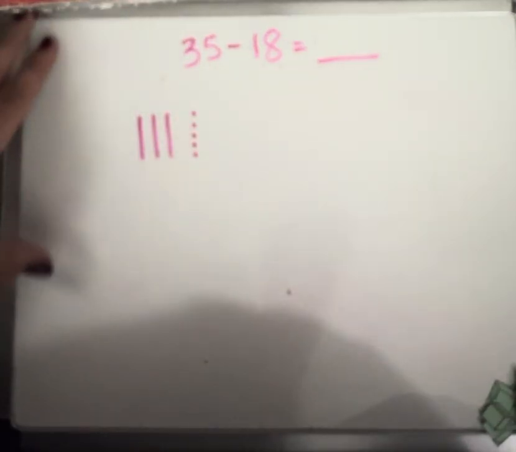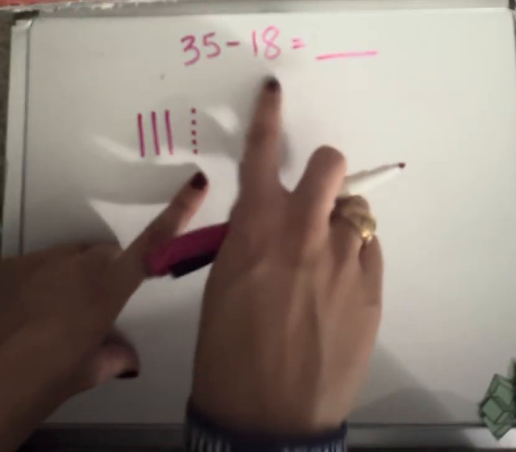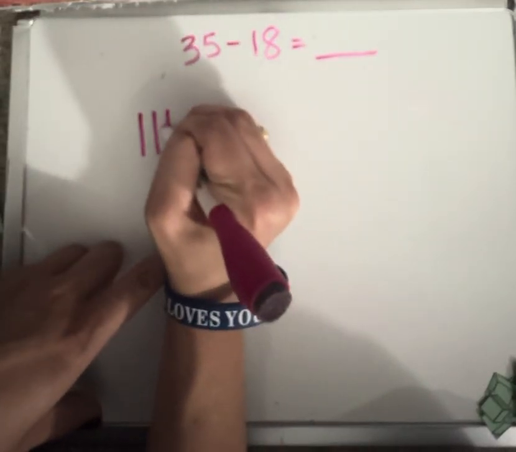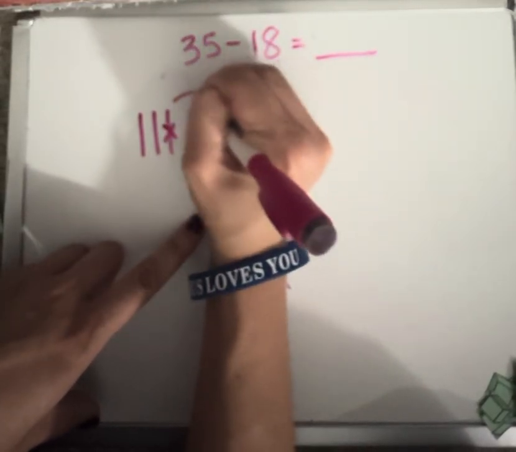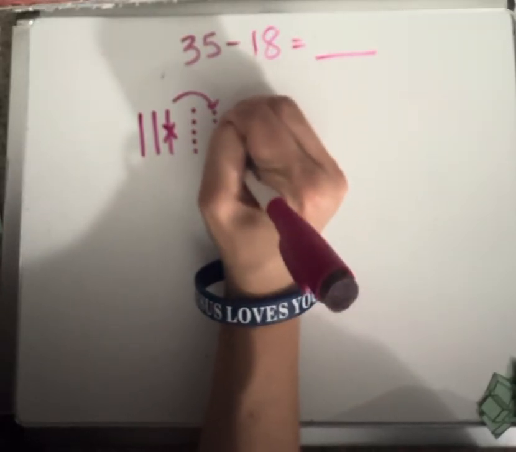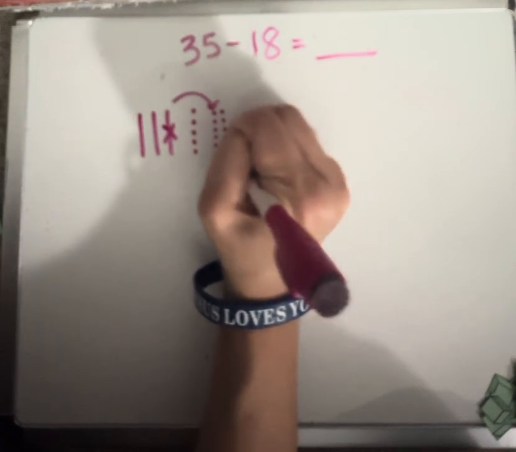And now we're going to have to take away 18 from that. But after looking at our concrete model, we knew that we didn't have enough ones to remove an 8. So now we're going to have to take away one of our tens blocks, and break it down into 10 ones. So let's count them out. 1, 2, 3, 4, 5, 6, 7, 8, 9, 10.